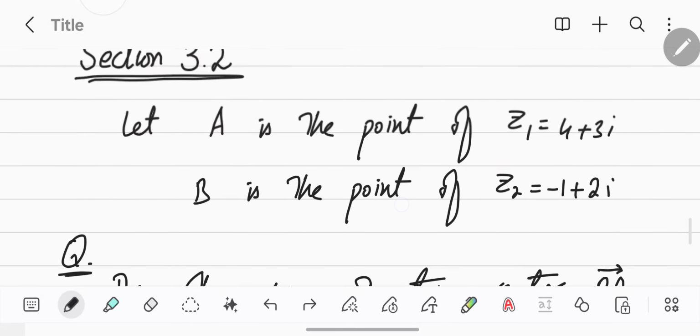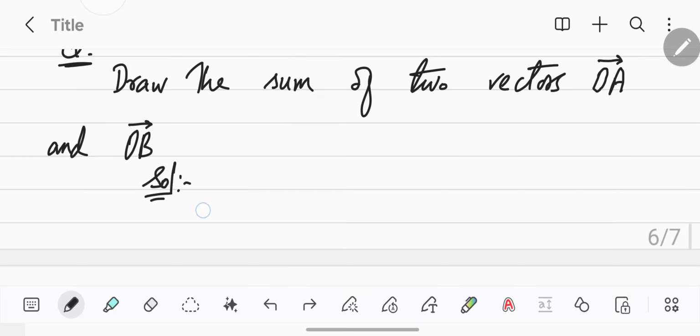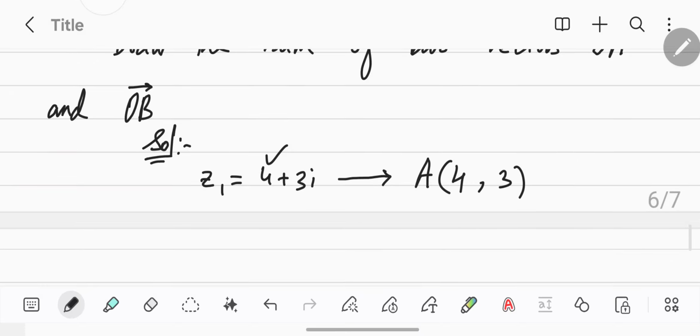Okay, we know what is Z1, we know what is Z2. But we don't know what A and B are. But it says that A is the point of this complex number. So first of all, we know that the first complex number is 4 plus 3 iota, and if I write it as a point A, it must be the first component 4, comma, the second component 3. So we know what A is now.